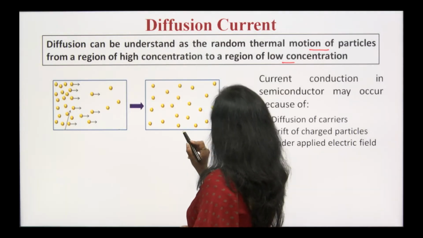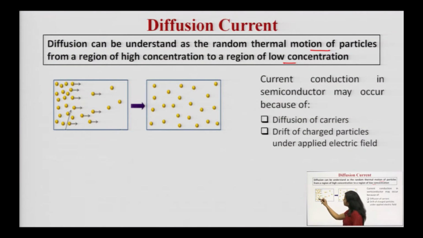You can see in this particular diagram, in the first case, if we talk about the semiconductor, let us say there are electrons shown over here. These are the electrons. In this diagram you can see a non-uniform distribution. After a certain time, on the left hand side the electron concentration is very high, and on the right hand side the concentration is low.